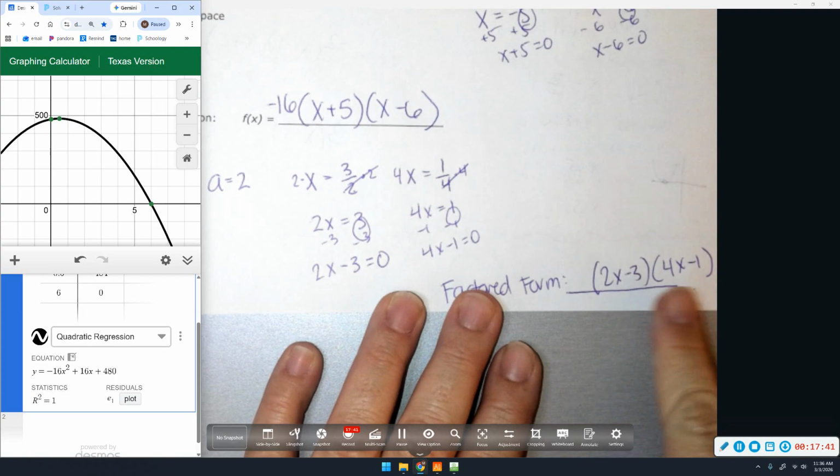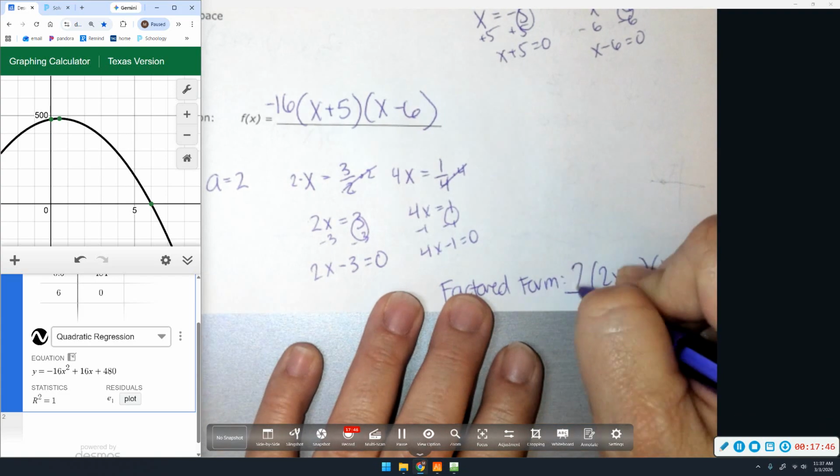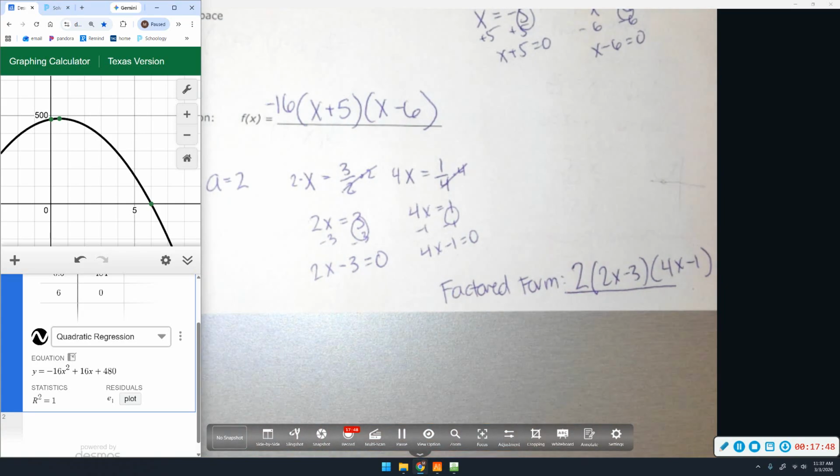Okay, so I wrote my two factors. Hopefully this is what y'all got. And then don't forget that A was 2. But I wanted y'all to see what happens if you were given a fraction. You cannot have a fraction in factored form. You cannot have a decimal in factored form, okay?